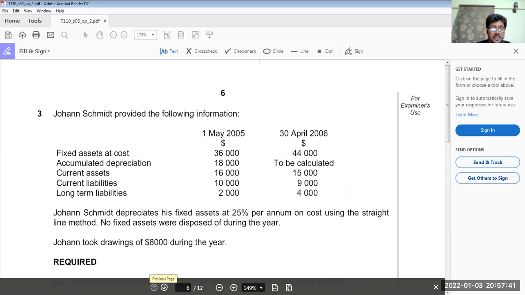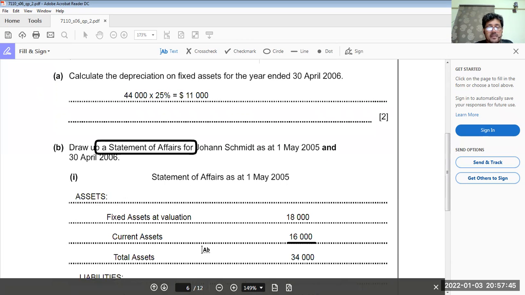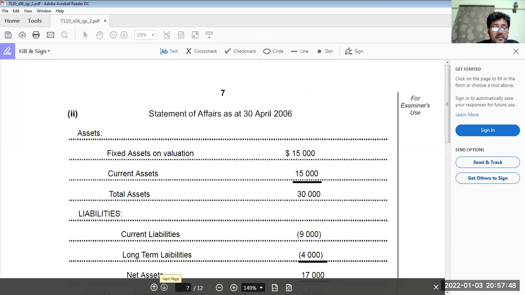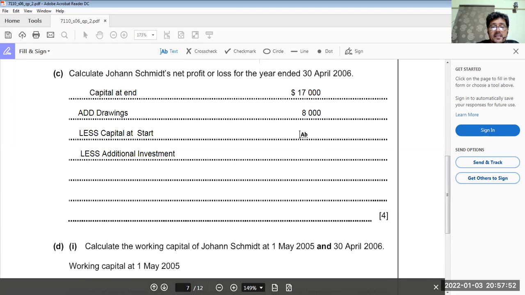Less capital start, we have calculated capital start how much? That was 22,000. Okay. In this question, additional investment is 0. So all my beloved students should know that additional investment sometimes is given in the question. It's part of your answer, so it's going to be deducted over here. Getting my point here? Now, after that, we'll get the answer: 17 plus 8 is 25, minus 22, 3,000. So 3,000 is your net profit. Getting my point here? This is how we use pure single entry.